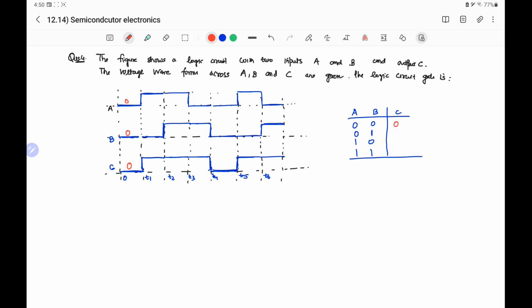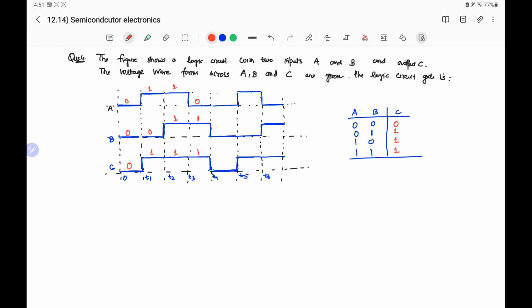Then for T1 to T2 input A is high, input B is low and output is high. So we can say that 1 0 has the output value 1. In T2 to T3 input A is 1, that is high, input B is also high and output is also high. So for 1 1 output is again high. In T3 to T4 input A is low, input B is high, output C is high as shown in the diagram. Therefore for 0 1 we will have again 1. So it completes our truth table.